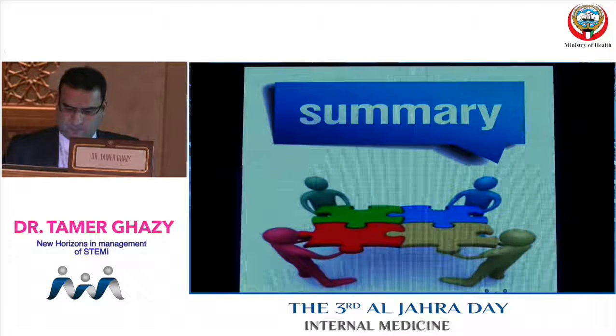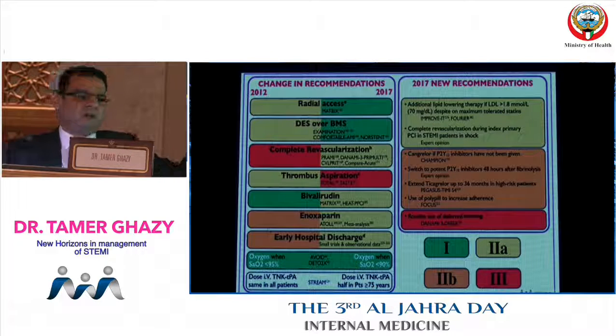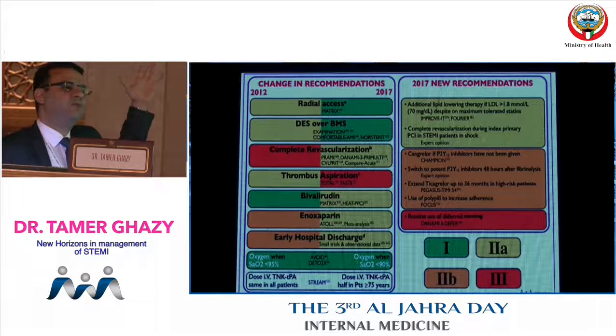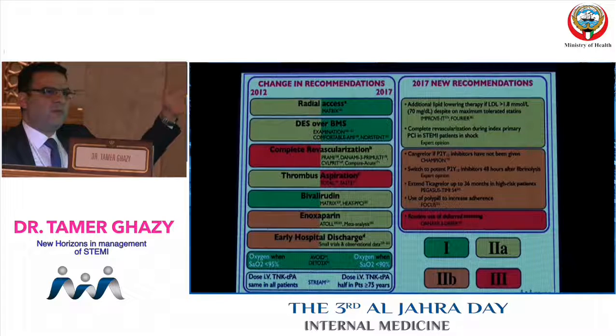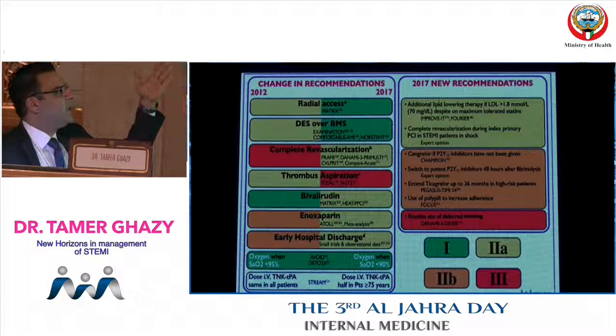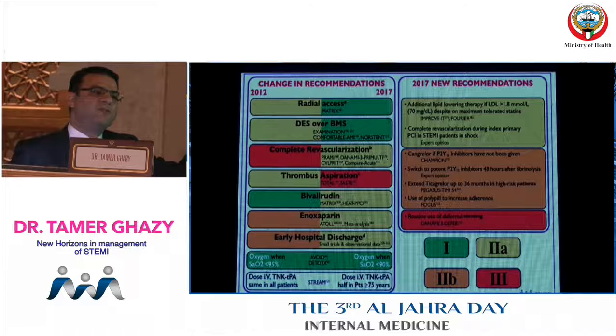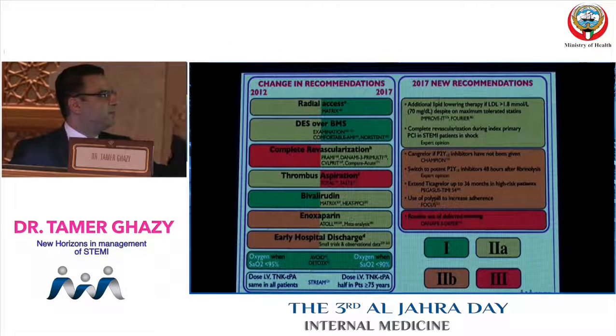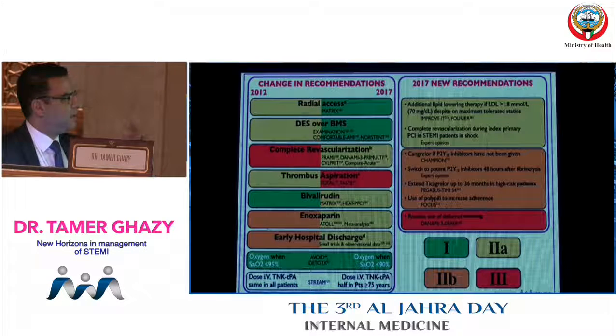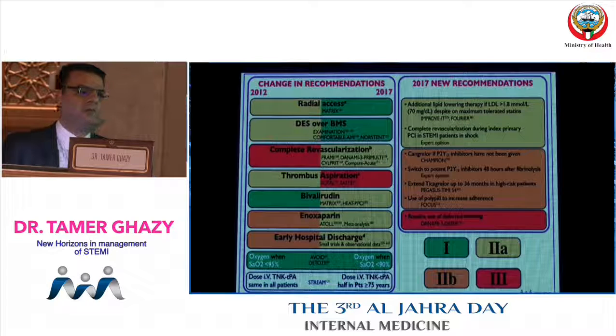To summarize, this shows you the changes in the new guidelines from 2012 to 2017. Radial access changed from class 2A to class 1A. Drug-eluting stent over bare-metal stent, from class 2A to class 1. Complete revascularization from class 3 to class 2A. Thrombus aspiration from class 2A to class 3; no more thrombus aspiration. Bivalirudin changed from class 1 to class 2A. Enoxaparin changed from class 2B to class 2A. Early hospital discharge changed from class 2B to class 2A.